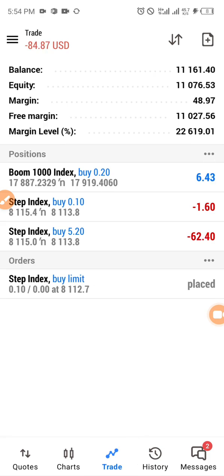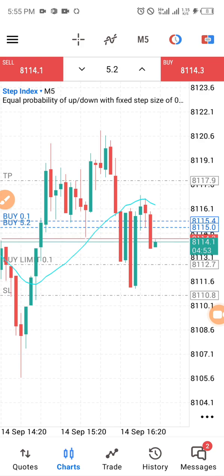Right now, I'm in losses. The first one is on $1.7. The second one is on $62 already. So higher volume takes more and also gives more. So that's exactly what happens in the forex market.